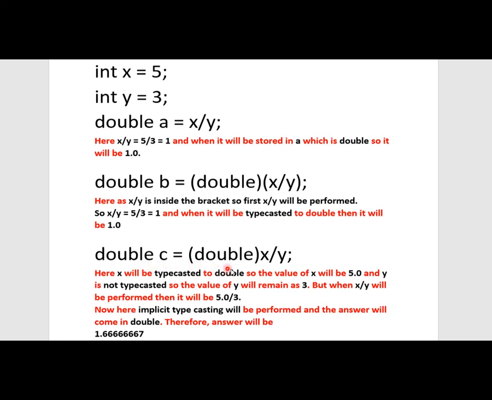But here, double c equal to double typecast x by y. There is no bracket, so only x will be typecasted to double. When x is typecasted to double, it will be 5.0 here. But y is not typecasted, so y will remain 3. So now x by y means 5.0 by 3. One side is double, another side is int, so implicit typecasting will be performed. So the answer will come in double, and the answer will be 1.66667, that is the 15 precision.